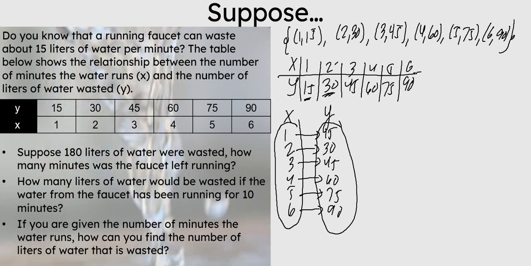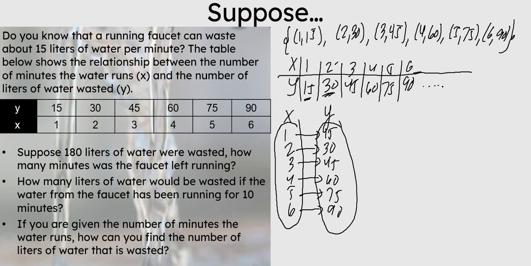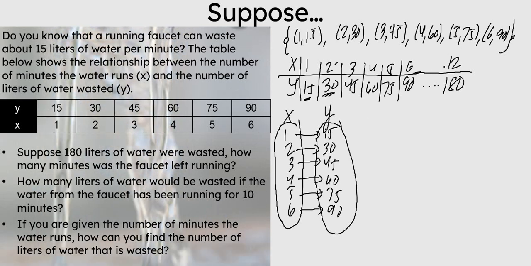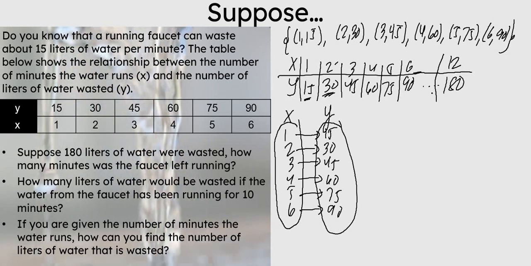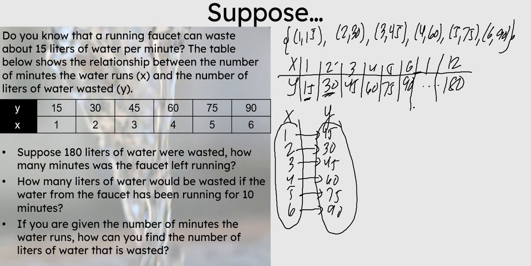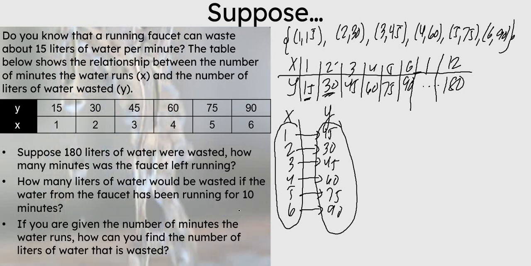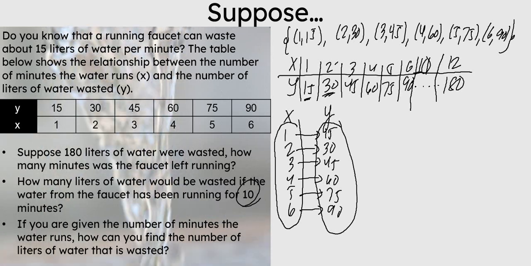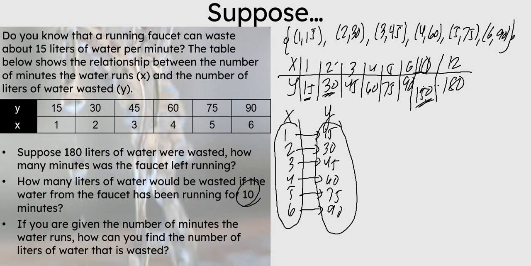So, if we're going to extend this table here to have 180, what do you think would be the number here? Now, if your answer here is 12, then your pattern seems to be correct. Now, another question is, how many liters have been wasted if it's running for 10 minutes? If your answer is 150 liters, then your pattern or whatever you have observed must have been correct.